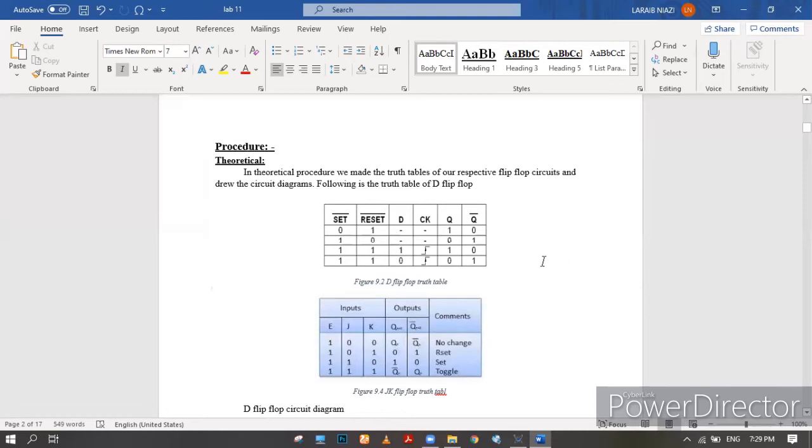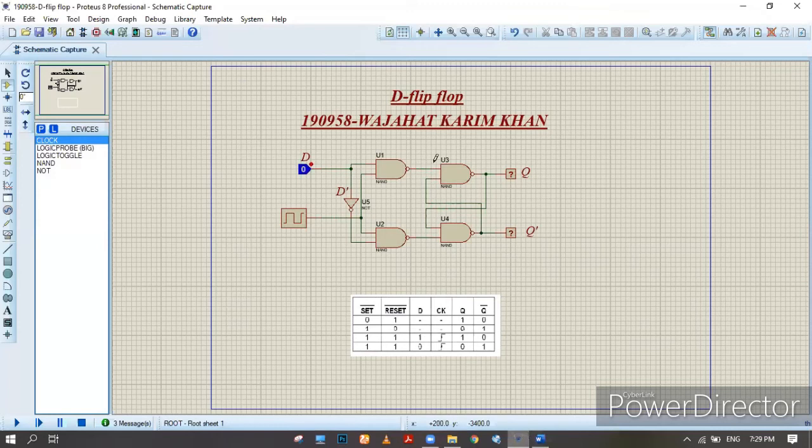After JK flip flop, we will move on to our D flip flop, and this is our truth table. And this is the circuit I have designed. So we have used four NAND gates, and these are our two logic probes, and we have a logic input here, which goes through this channel, and we have used a NOT gate here. So if we have 0 here, we'll get 1, and if we have 1 here, we'll get 0 for this channel, and we will get our outputs Q and Q prime. And this is our clock.